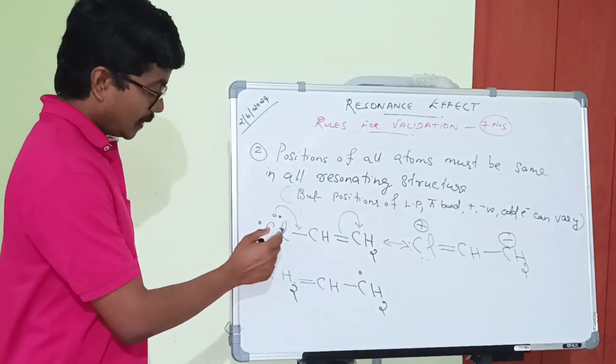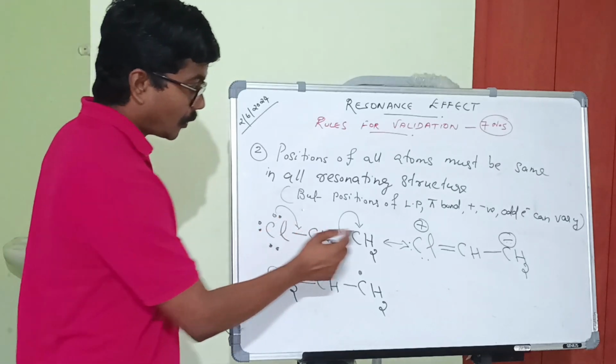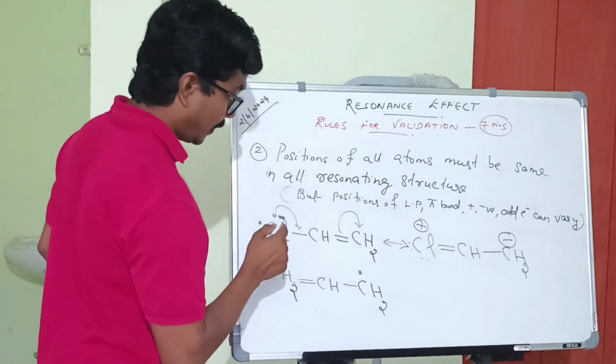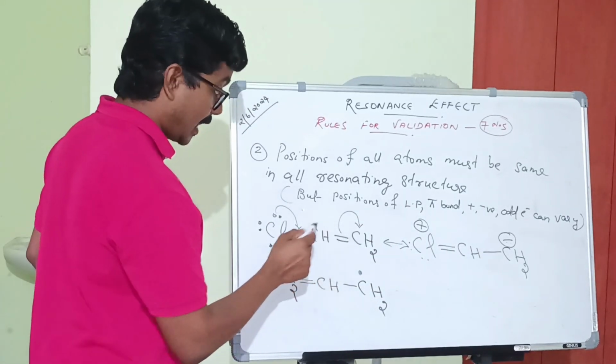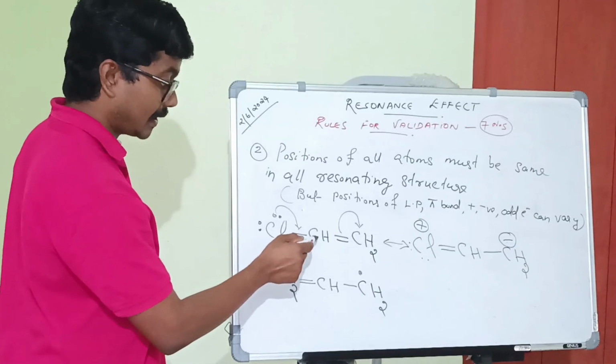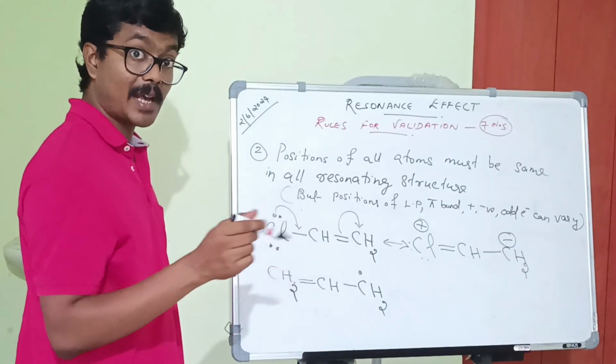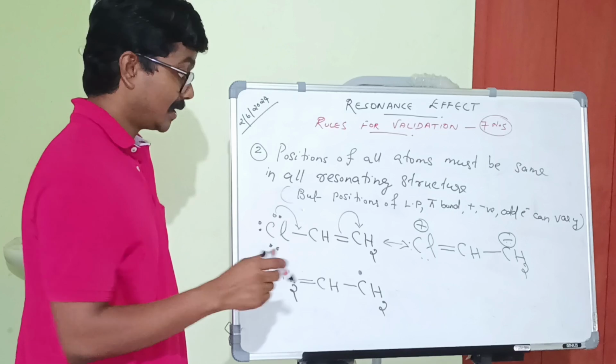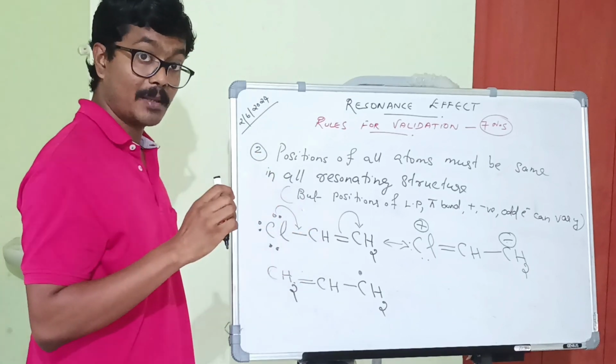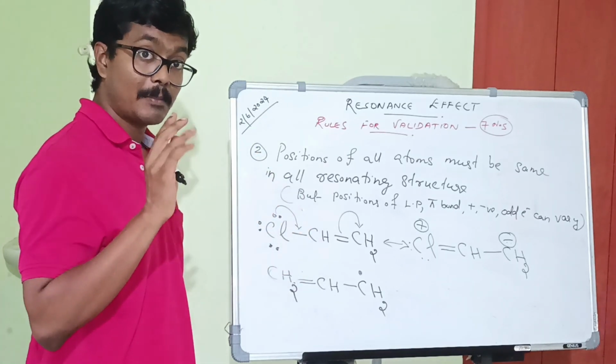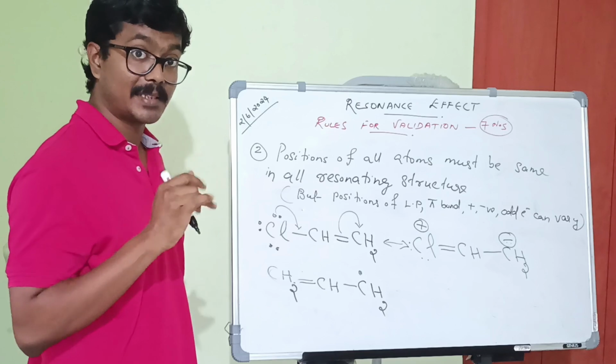Right? See, the position of the lone pair varies. The lone pair comes to the terminal carbon, and the double bond comes between Cl and CH. But the position of atoms didn't change. So that is the second rule. The position of atoms must be the same in all the resonating structures.